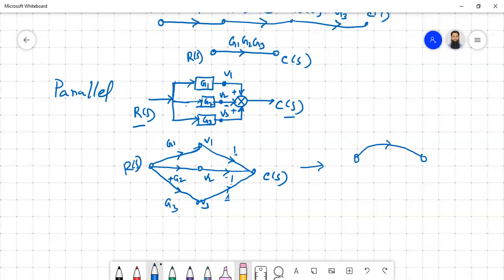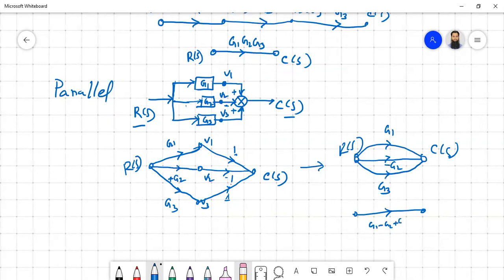So this is your G1. If you multiply those two, because in the cascade you can multiply those two, then this is your minus G2, and this is your G3. Okay, what about the equivalent? Same as before. The equivalent will be, if you want, G1 minus G2 plus G3.